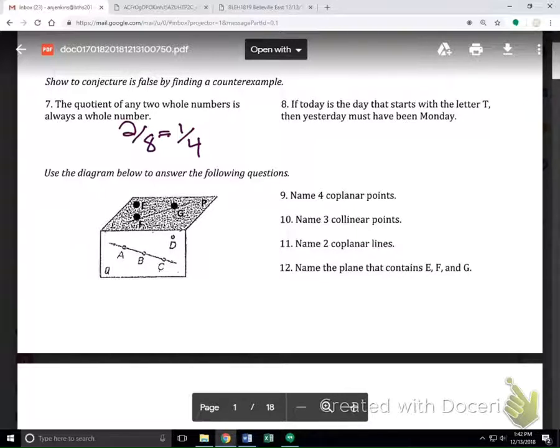Your next one says, if today is the day that starts with the letter T, then yesterday must have been Monday. False, because Thursday can be Wednesday. Yep, so today is the example of it, right? We are on Thursday, and yesterday was not Monday. Thank goodness.